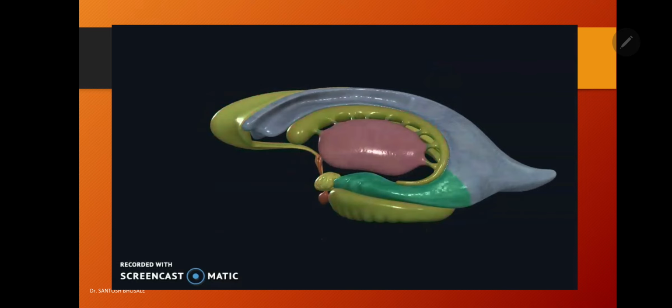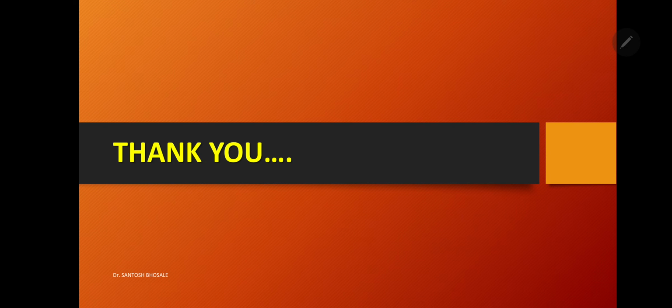So this is about the inferior horn, and this is in detail about the different parts of the lateral ventricle and the relations. Hope you had a good time and got the concepts of the relations of different parts of the lateral ventricle.